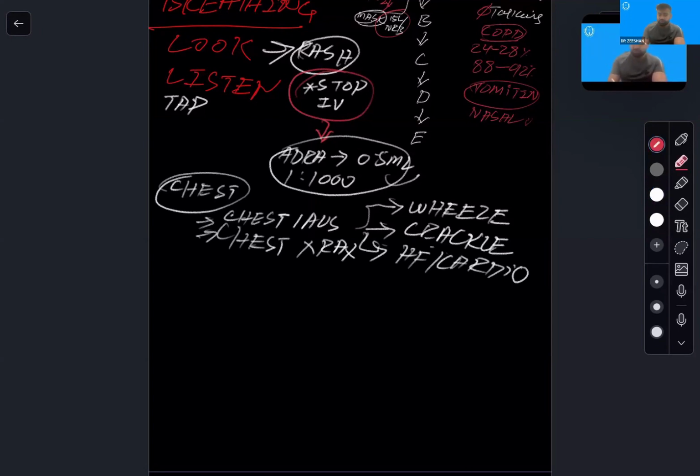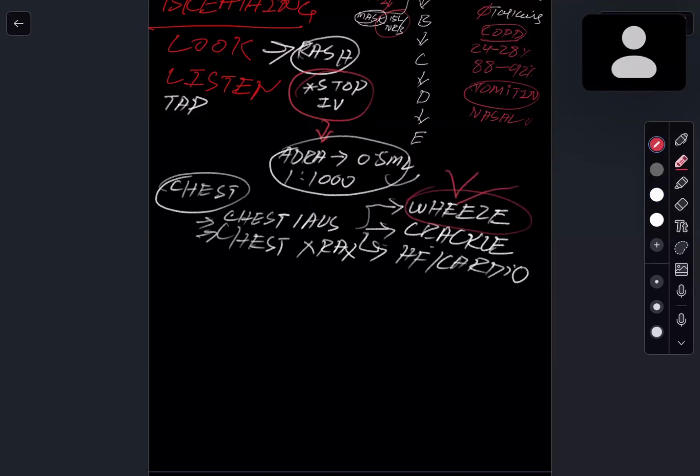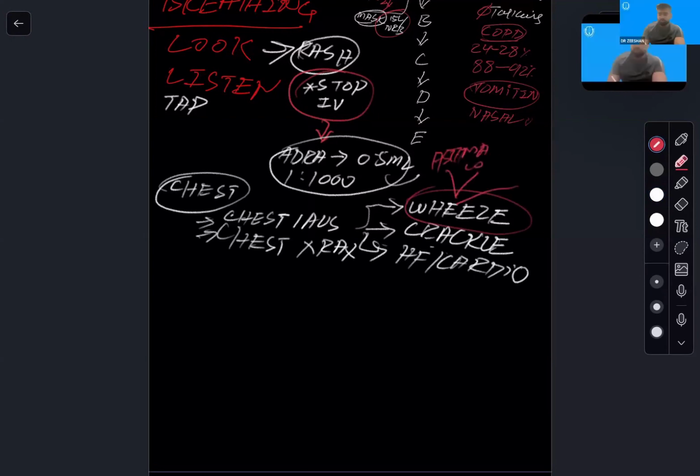Okay, guys, tell me, wheeze. In which scenarios will you have wheeze? Asthma. There are three scenarios: asthma, COPD, and anaphylaxis. So whenever you have a wheeze, these are the three scenarios in PLAB 2, and how are you going to treat wheeze?